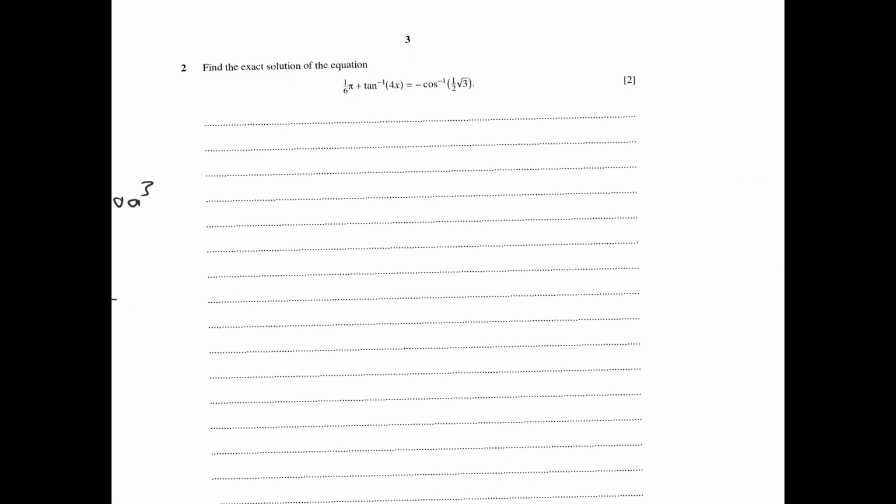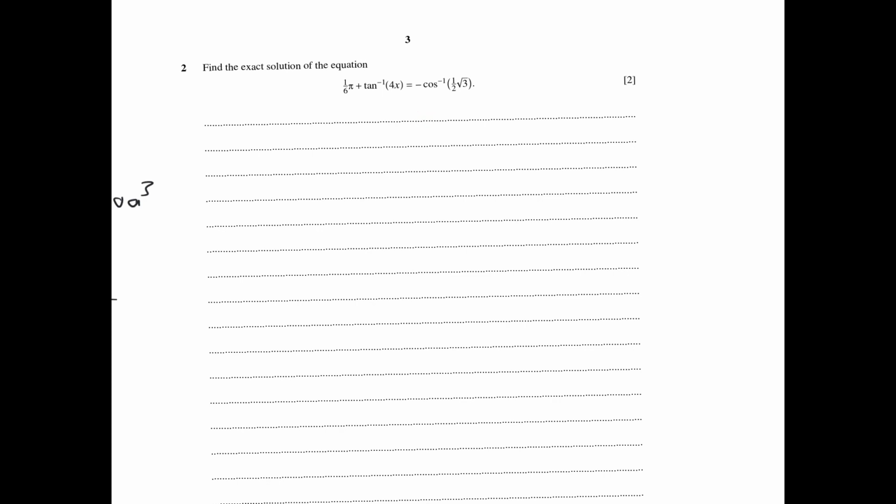Moving on to question 2. What are we having here? We are told to find the exact solution of the equation pi over 6 plus inverse of tan of 4x is equal to negative inverse of cos of square root of 3 over 2. Okay, that's actually what we are having.